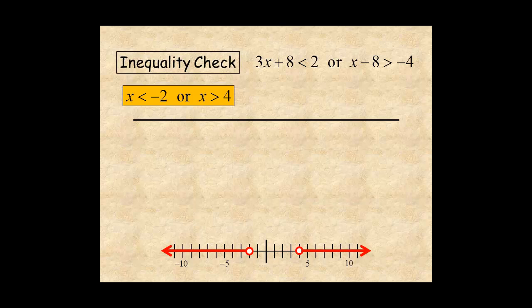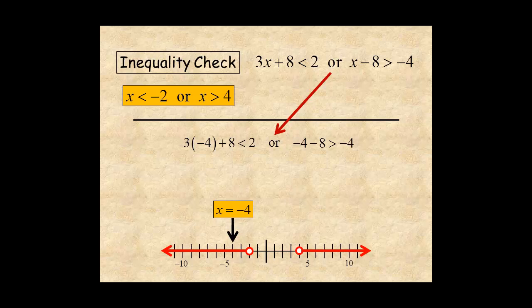For the inequality check, use any convenient value in the solution set. On the left, since any value less than negative 2 is the solution, use x equal negative 4. Substitute negative 4 into the inequality. On the left, you have 3 times negative 4 plus 8, which is negative 12 plus 8, which is negative 4.